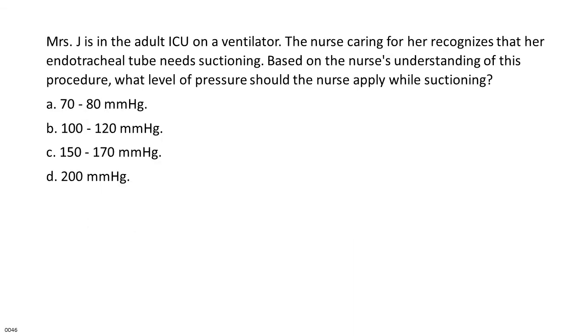Mrs. J is in the adult ICU on a ventilator. The nurse caring for her recognizes that her endotracheal tube needs suctioning. Based on the nurse's understanding of this procedure, what level of pressure should the nurse apply while suctioning? A. 70 to 80 millimeters of mercury. B. 100 to 120 millimeters of mercury. C. 150 to 170 millimeters of mercury. D. 200 millimeters of mercury.